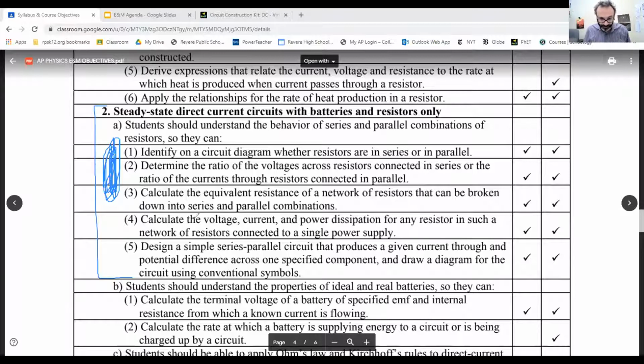And you'll be able to make a simple circuit that produces a certain current through a specified component. And that goes along with the circuit construction worksheet that we've worked on a little bit already. And we're going to revisit that as well at some point soon.